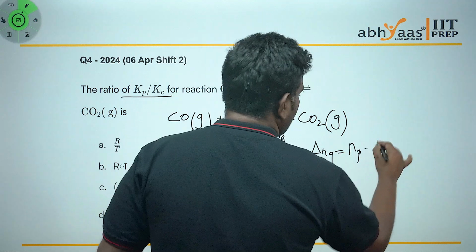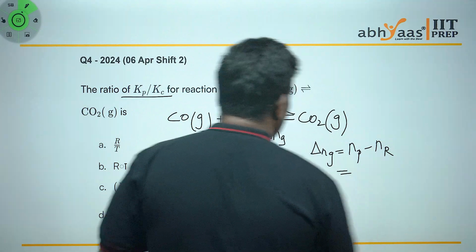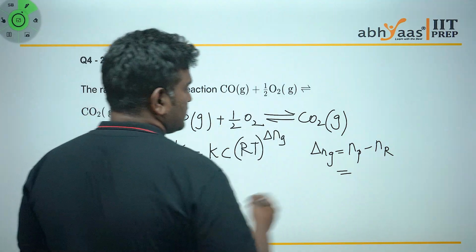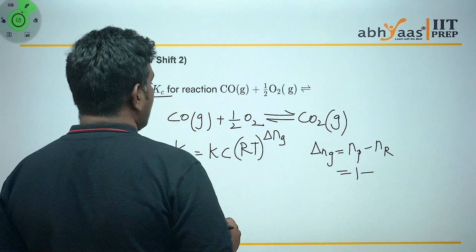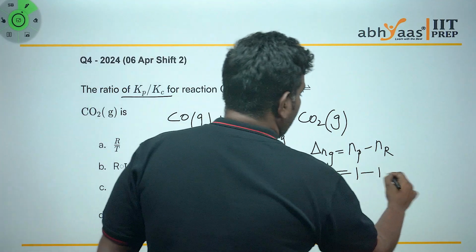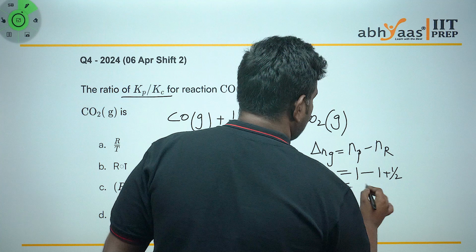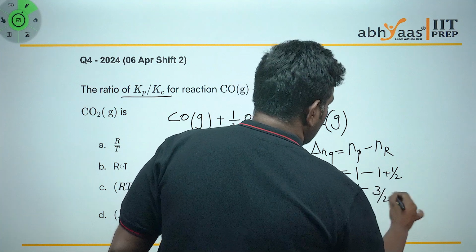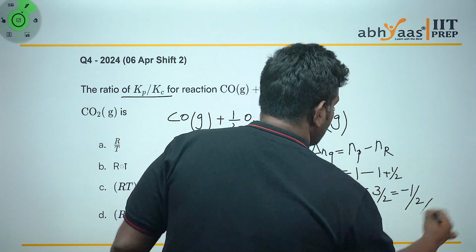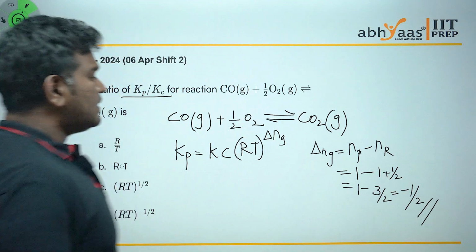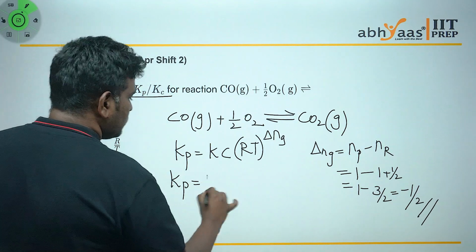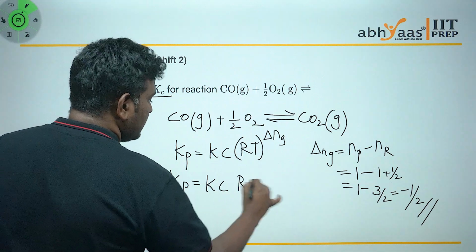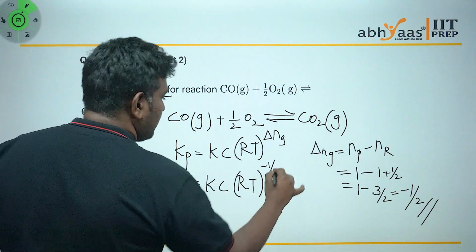Np minus Nr, Np minus Nr. So the number of gaseous products, 1, minus the number of gaseous reactants. So it is 1 minus 3 by 2, which gives you minus 1 by 2. Right. So delta Ng is minus 1 by 2. So I can write Kp is equal to Kc into RT raised to minus 1 by 2.